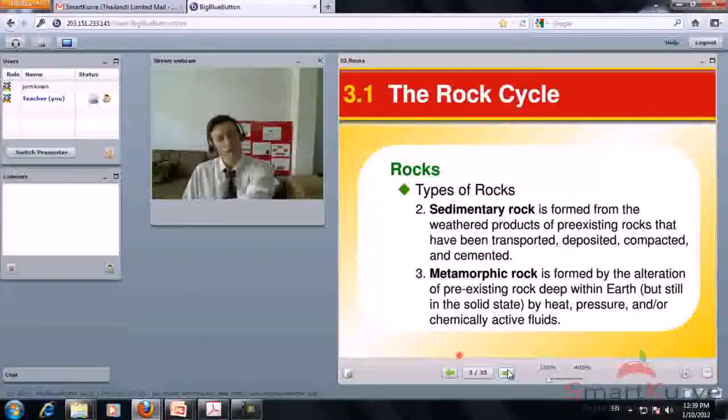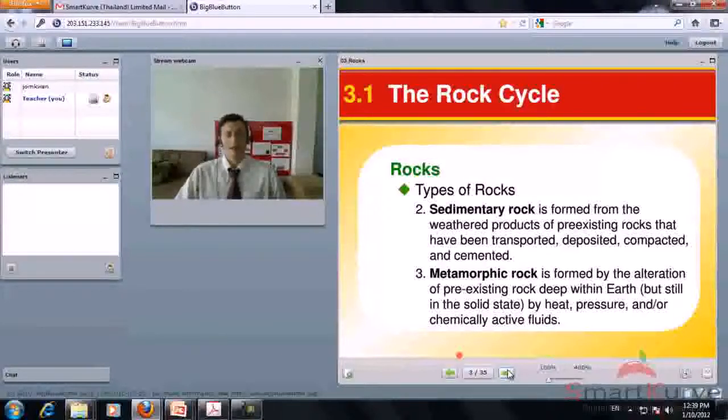So if a river, for example, flows down the side of a mountain, it can carry small pieces of rock with it and then drop that rock in low areas where the water is moving slowly. So it transports and deposits rock.